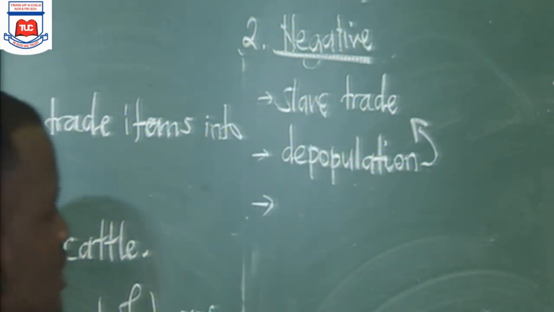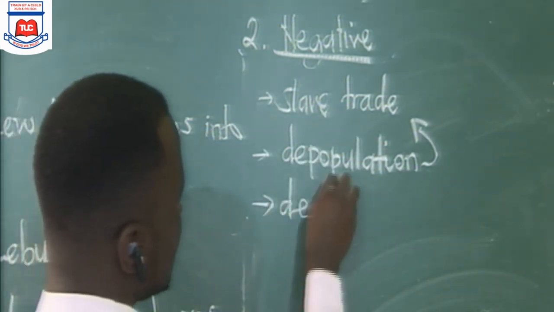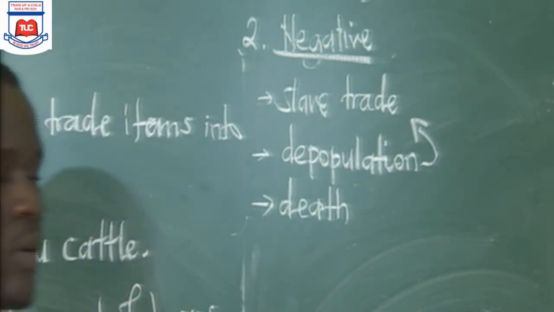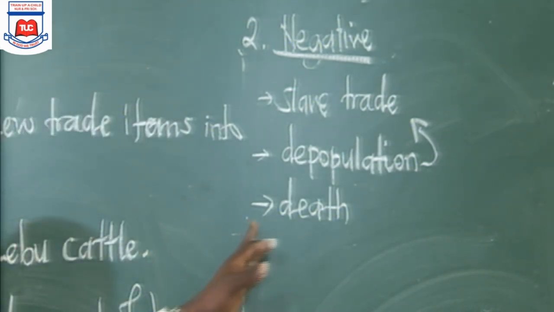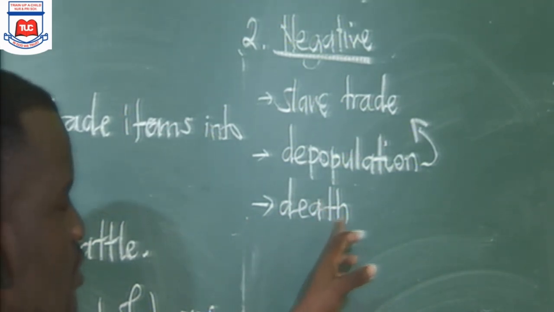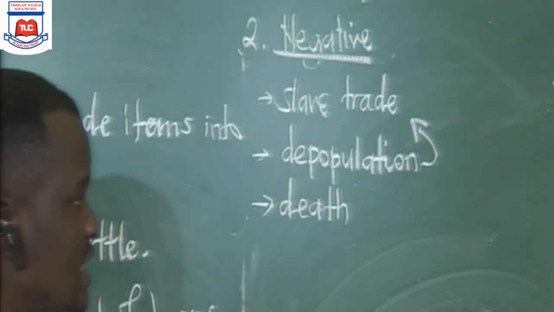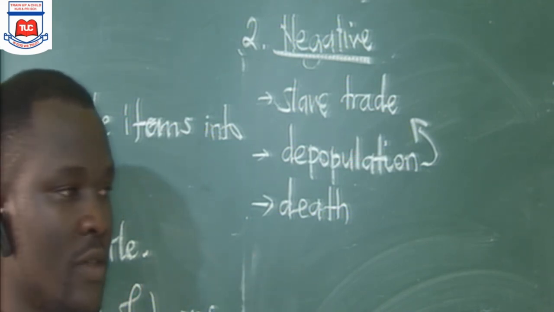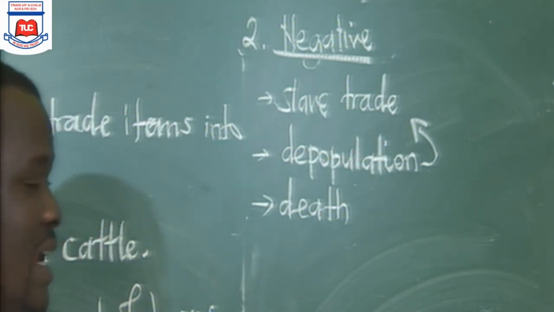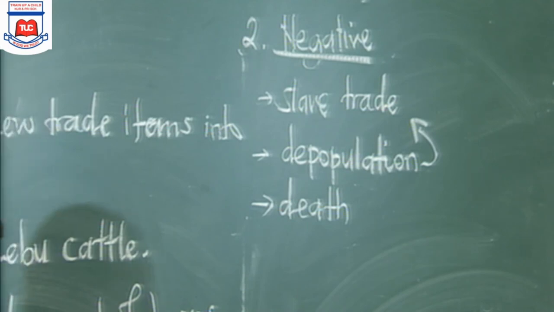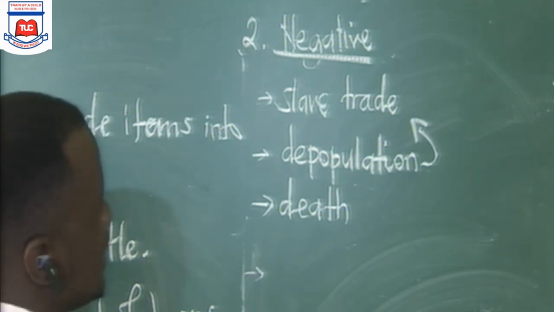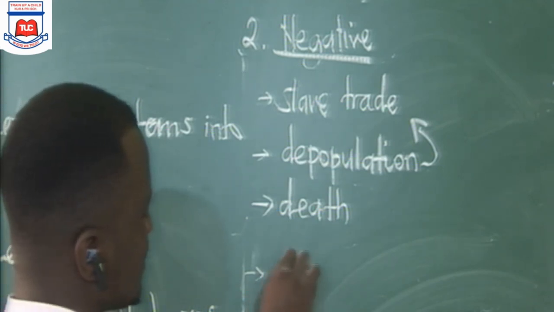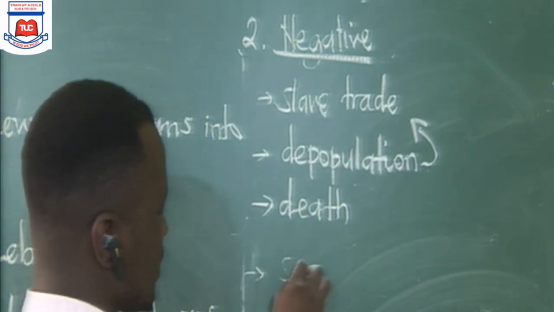Then, still in line with the slave trade, apart from depopulation, of course, it led to death. Their coming also led to death of people. How? Of course, when you go, if they forced you to carry goods, when you fall sick on the way, there was no treatment given to you, you find that one could die, and as a result, you lose your life.